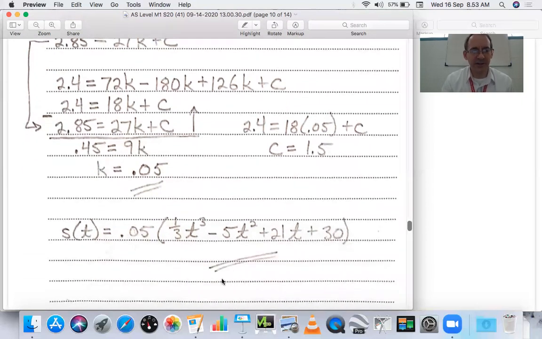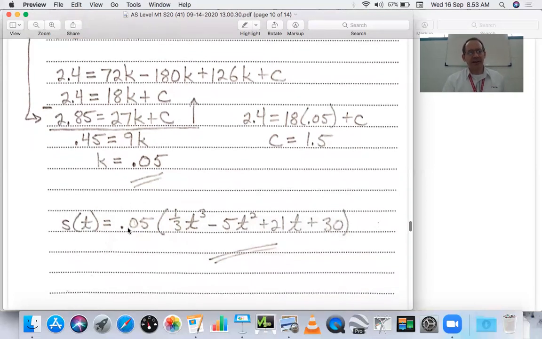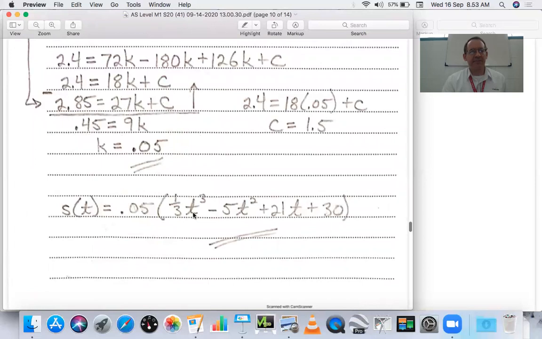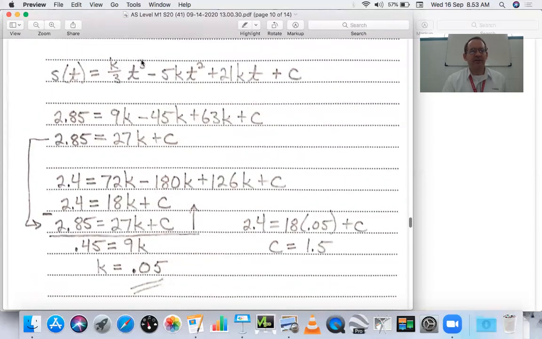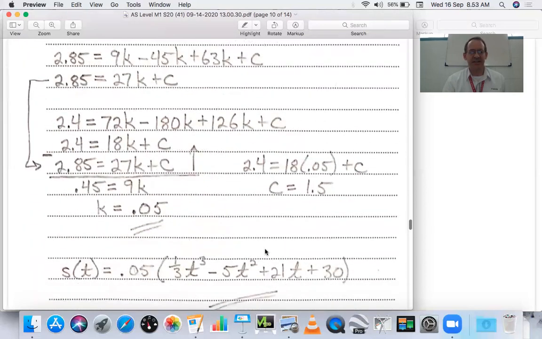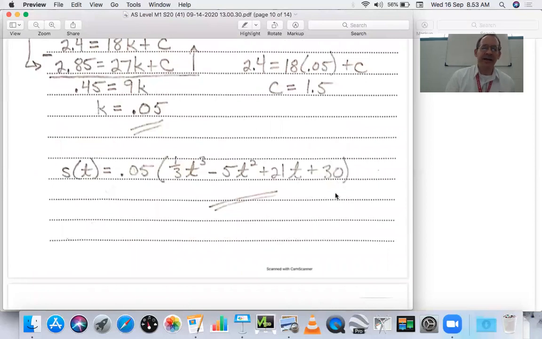Now we want to put that all together into our position function in terms of time, our displacement function here. So the k now can go out front just like it did here. And we need to remember that that factors it back out. So we have our 1/3 t cubed minus 5t squared plus 21t. However, notice that k was not ever a part of c. So you need to be a little careful here how you finish off this position statement.